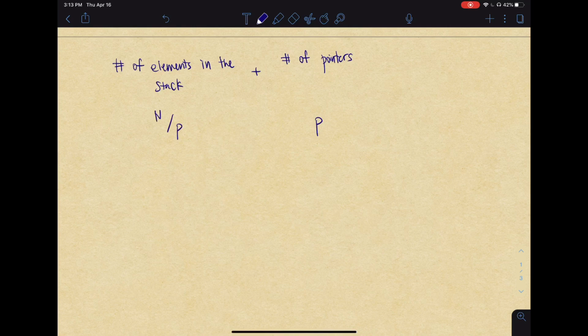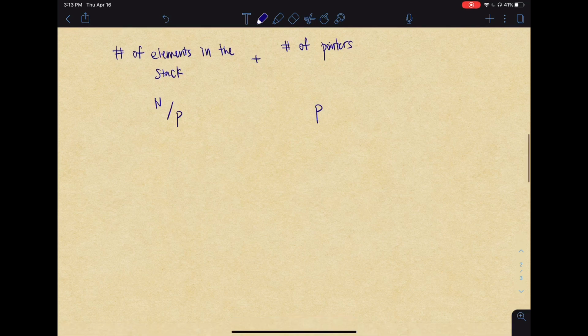So what is the optimal number of p? Because, well, n is constant, it is given by the linked list size. So what we can do is we can actually differentiate this quantity by p to find the value of p that minimizes this equation.